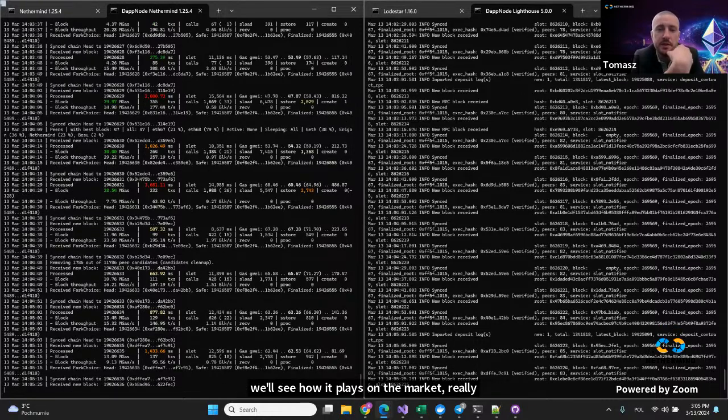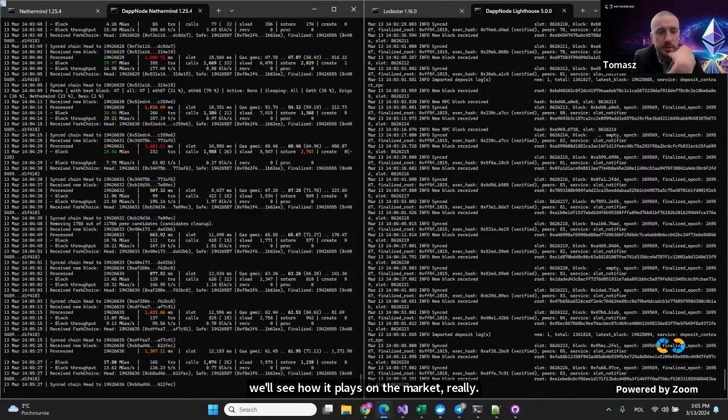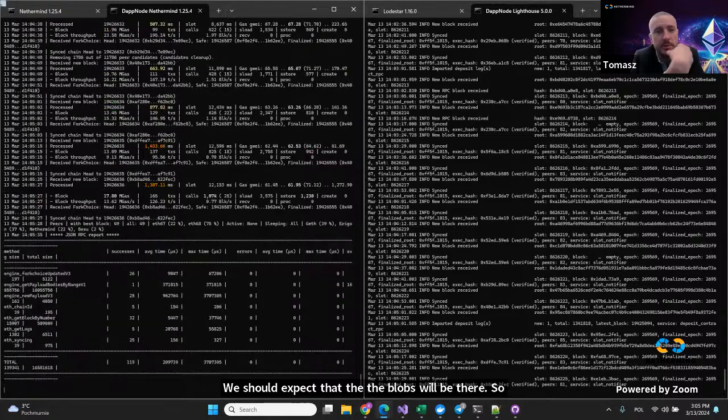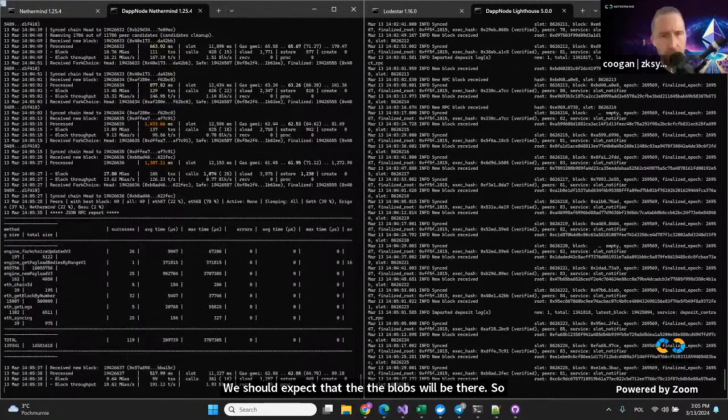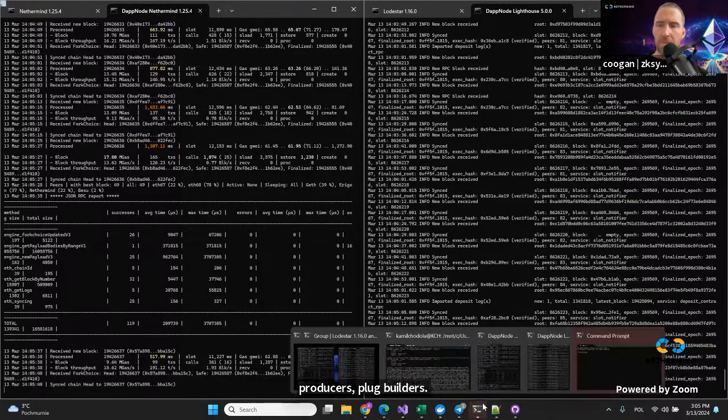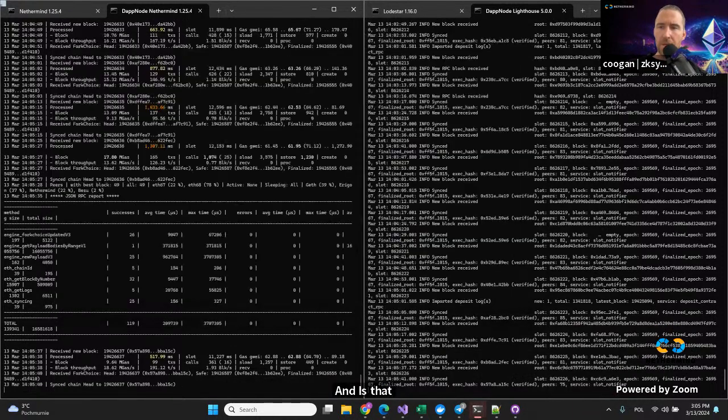But we should see solo stakers whenever the blocks are included from solo stakers. We should expect that the blobs will be there. So you may check who the block producers, block builders are. Is that why we're seeing commitments, but maybe not blobs, where the commitments are? No, I guess that doesn't work.